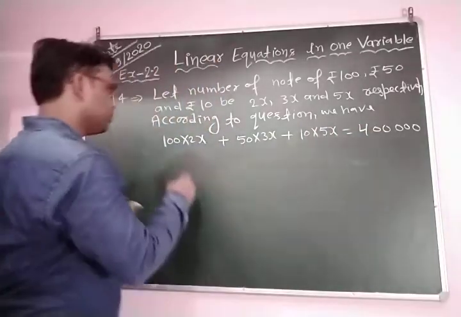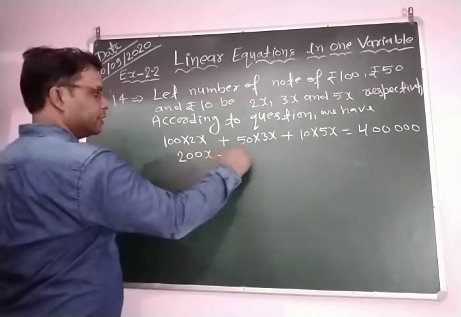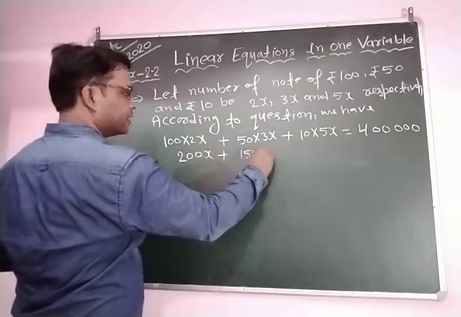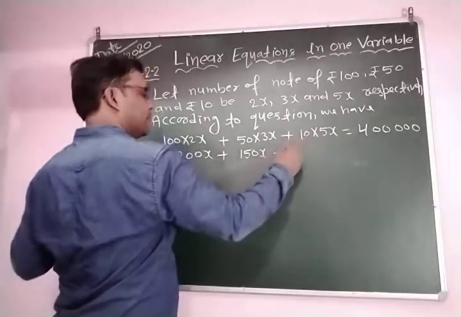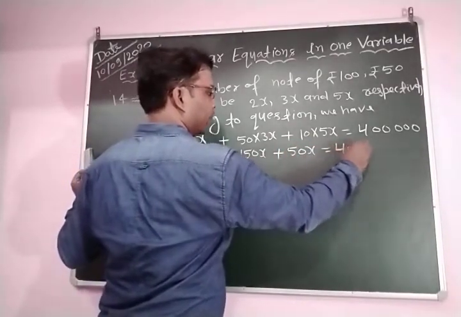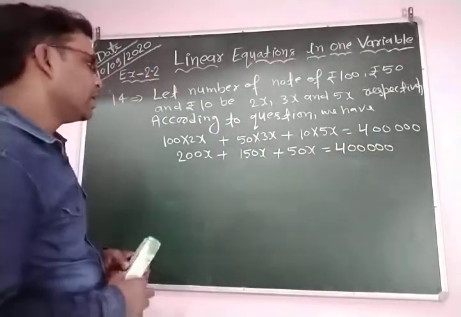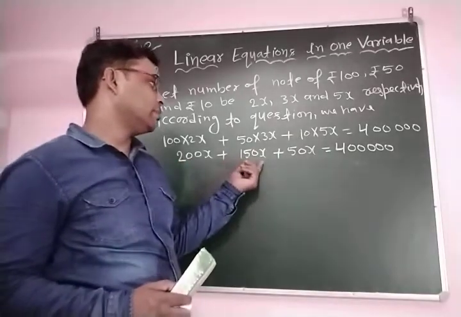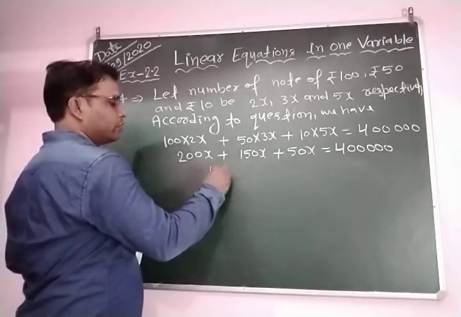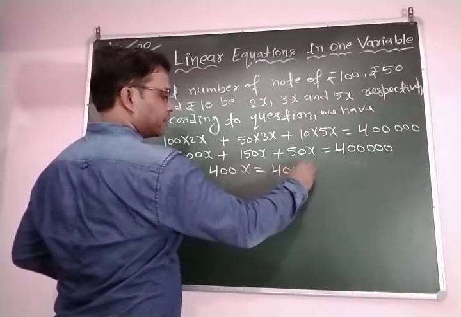Okay, so this becomes 200x, this becomes 50 into 3, 150x, and this is 10 into 5, 50x. Okay, now this is equal to 4 lakh. Clear? This is equal to 4 lakh. When you sum them, 200x plus 150x plus 50x, then we obtain 400x, which is equal to 4 lakh.